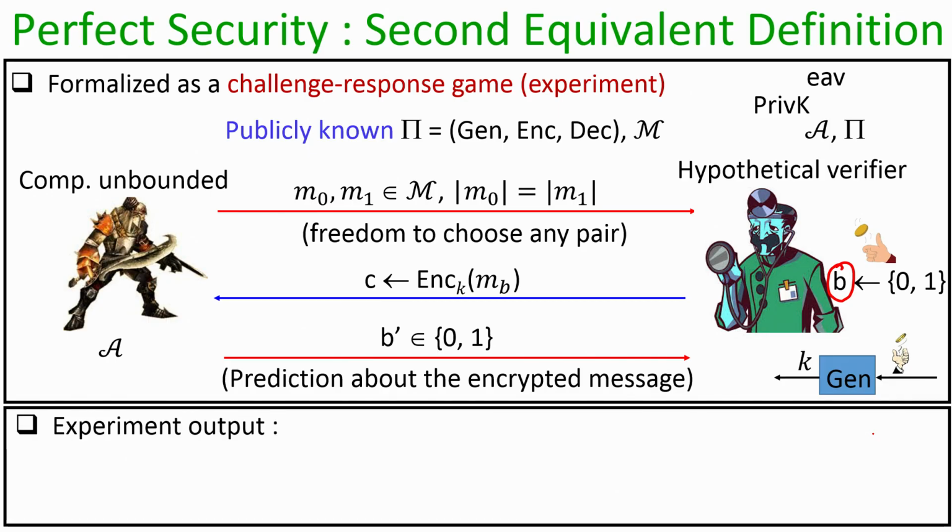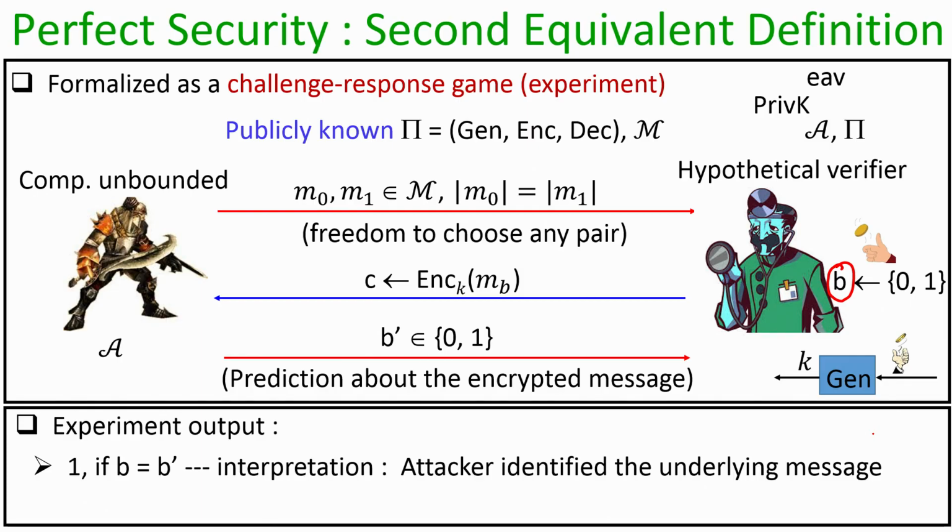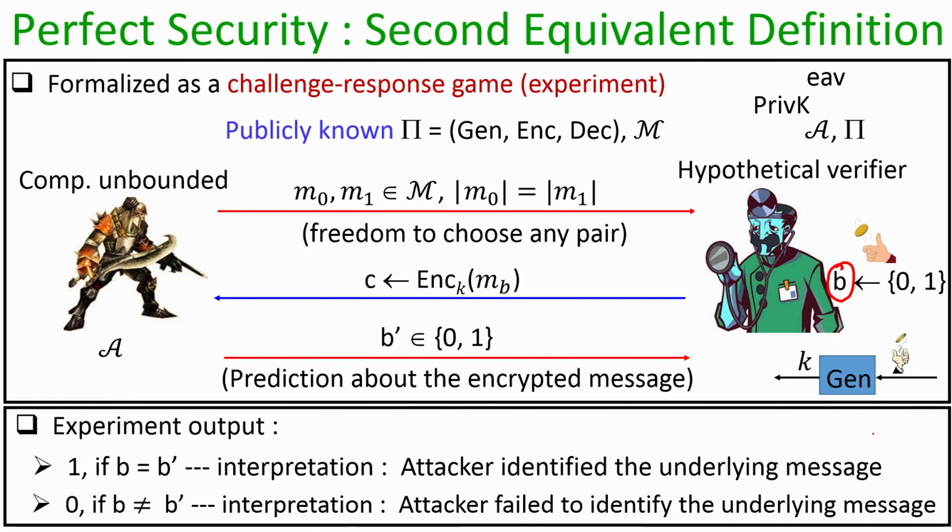Now, the output of the experiment is decided as follows. We say that the output of the experiment is 1, which is interpreted as the adversary having won the game, if it has correctly predicted which message is encrypted in the ciphertext C. That means if it correctly outputs b prime equal to b, then we say that the adversary has won this experiment, or the experiment's output is 1. On the other hand, if the adversary incorrectly identifies what is encrypted in C, that means it outputs b prime different from b, then we say that the output of the experiment is 0, which is interpreted as the adversary having lost the game.